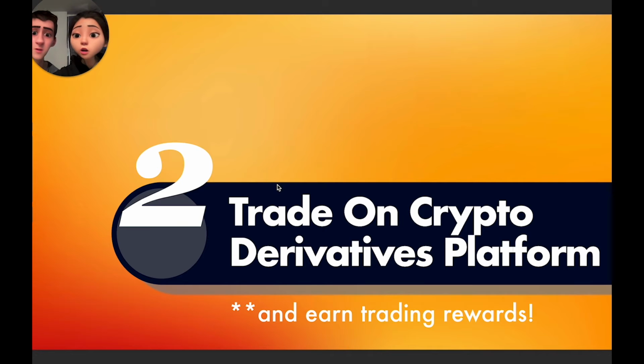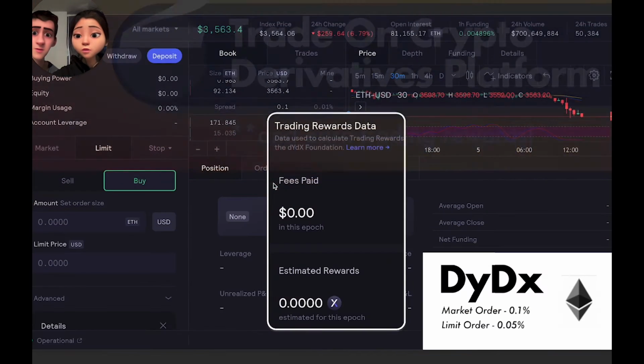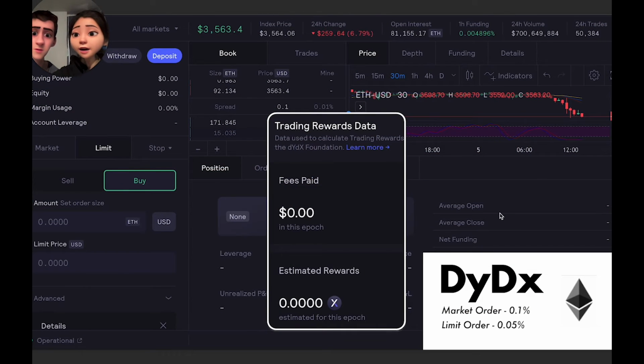Second, trade on crypto derivatives platform, and you can earn trading rewards. What are crypto derivatives platform? One example is DYDX. So this is the interface of DYDX. You can see there is a really powerful trading graph over here.